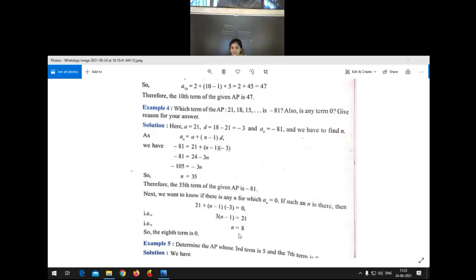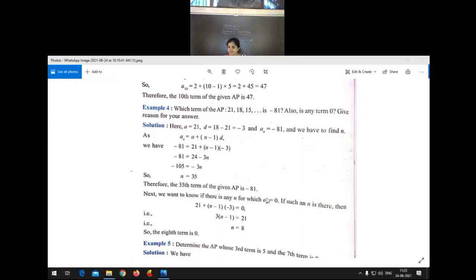In the sense, in 8th place we'll get 0. If you get a fraction or a negative number here, then you can say a n is equal to 0 is not possible. But here we got n is equal to 8, that is 8th place. In 8th place we'll get the term 0. So a n is equal to 0 is possible.